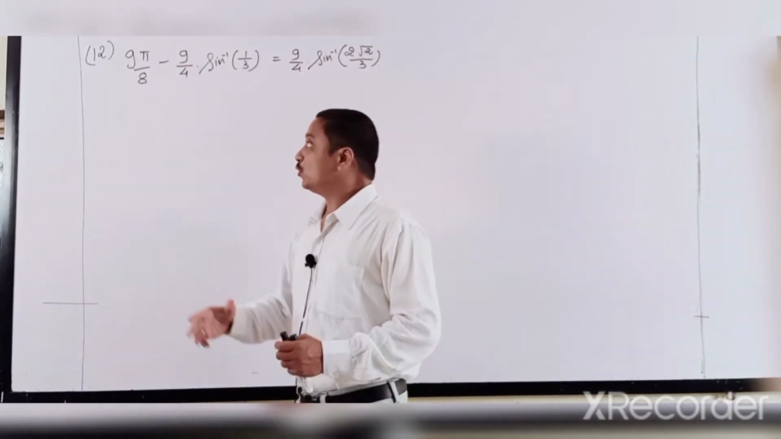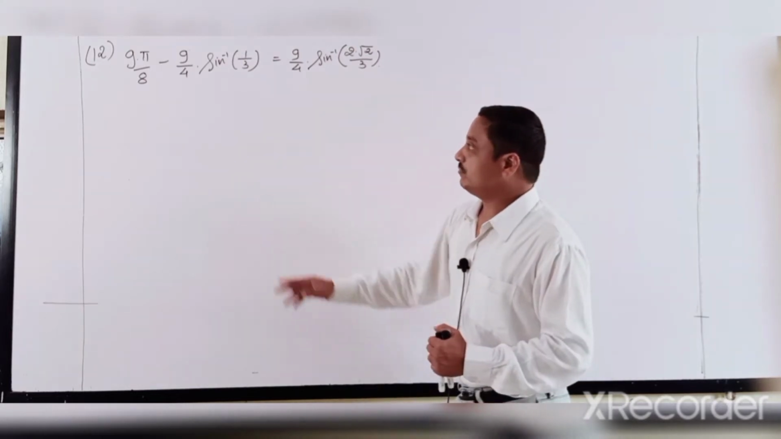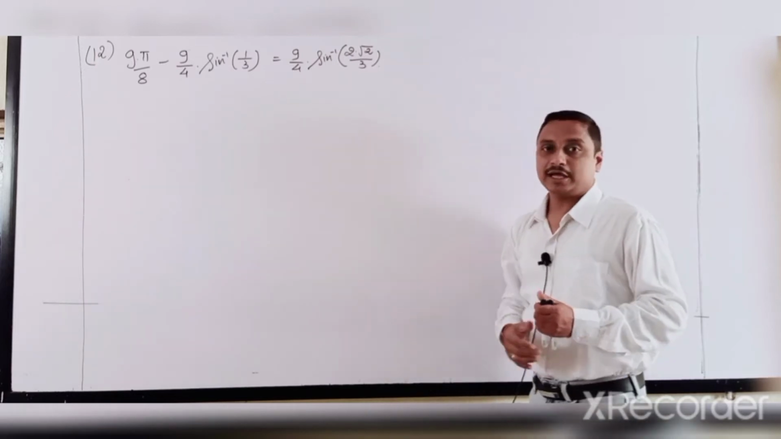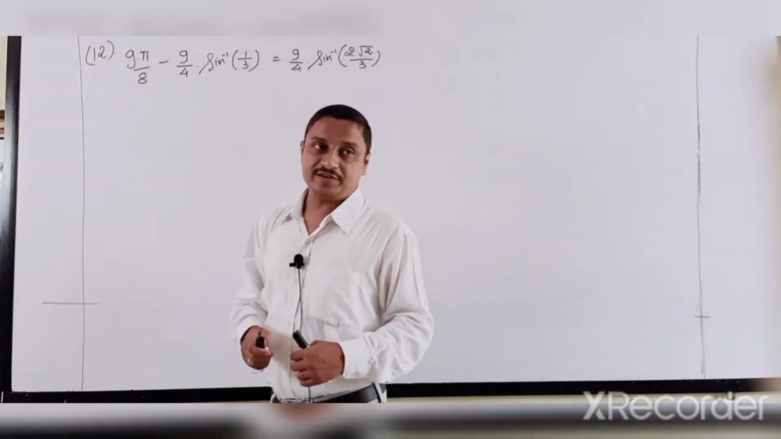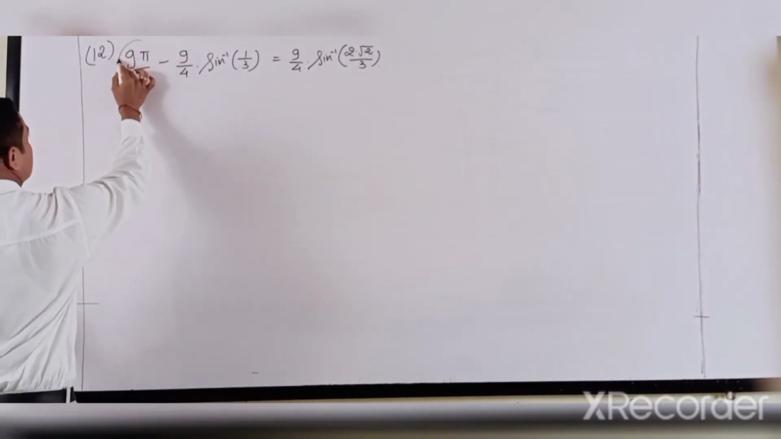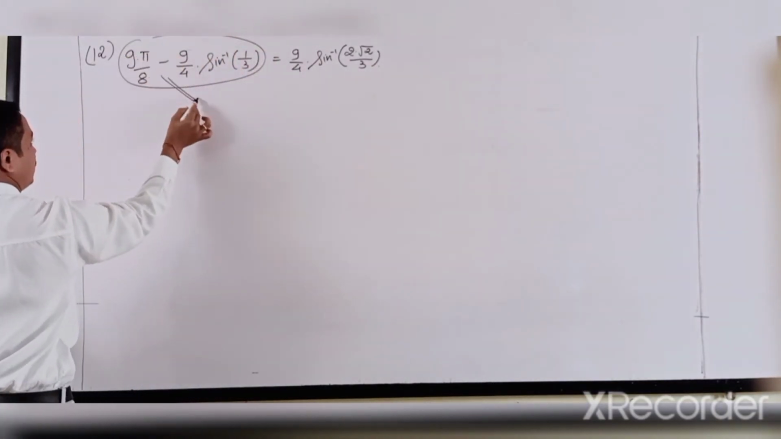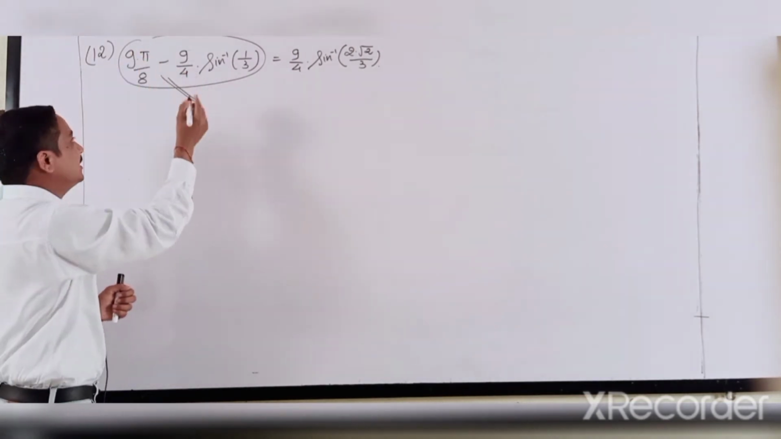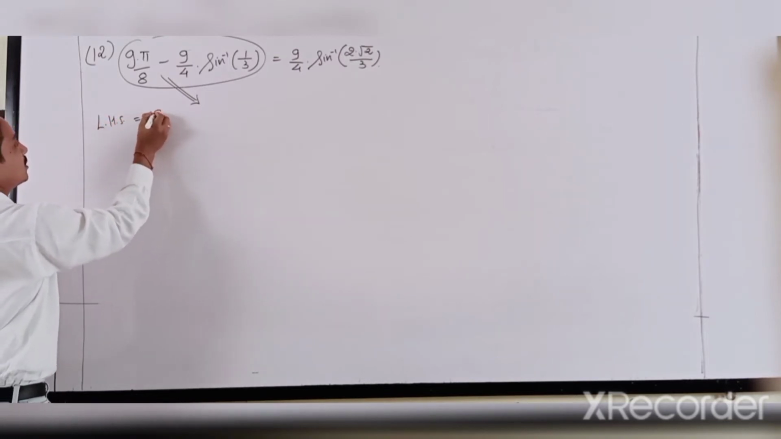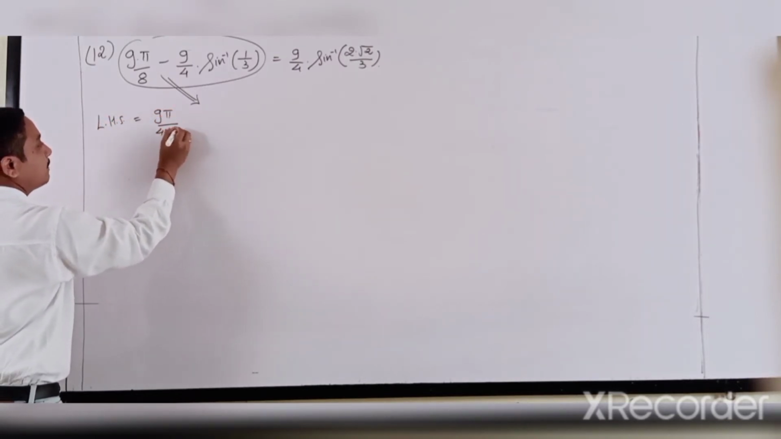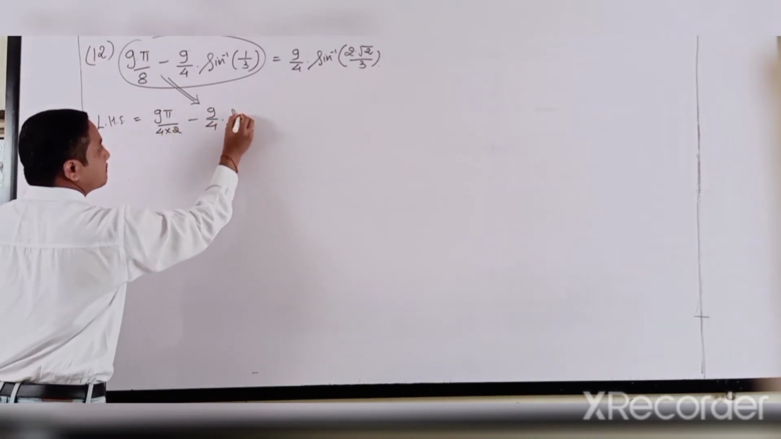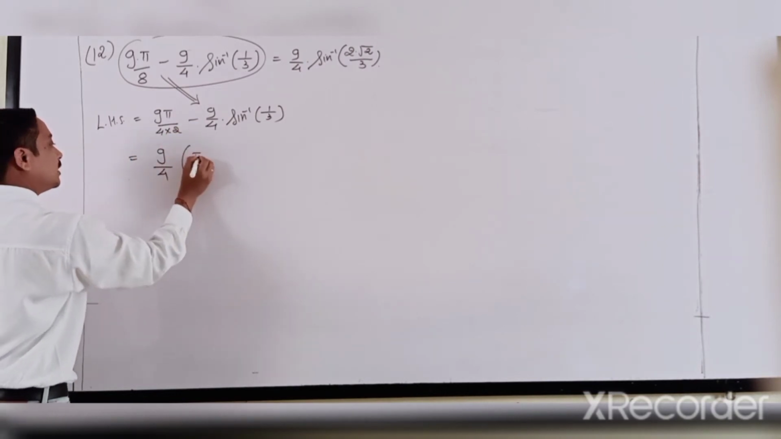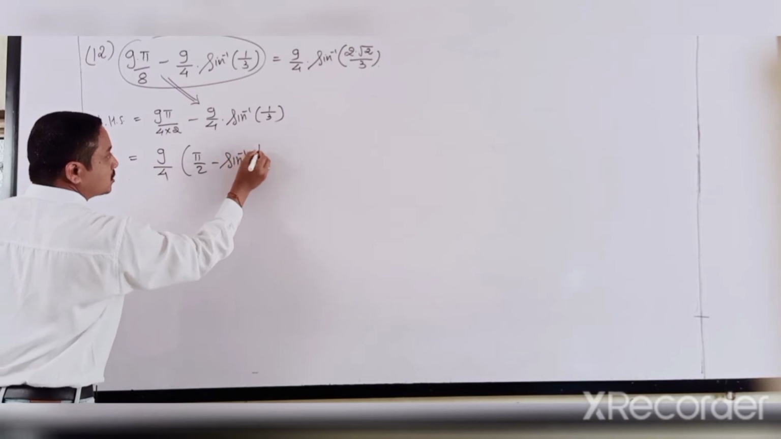Yes, similarly students, I go to question number 12. 9 pi by 8 minus 9 by 4 sin inverse 1/3 is equal to 9 by 4 sin inverse 2 root 2 by 3. So first of all, students, you just check out any values common here. Yes, 9 by 4 is common here. So in the LHS, I just take out the common 9 by 4 (pi by 2 minus sin inverse 1/3).